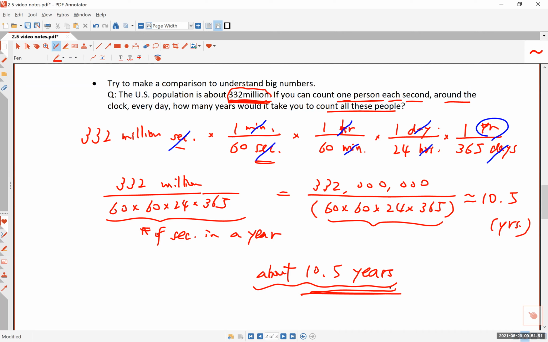We will have the same answer if somebody asked, if you have $332 million all in one dollar bills, and if you can count one $1 bill each second, how long would it take you to count $332 million? And the answer is, well, it's going to take you about 10.5 years. And that sort of gives us a concrete idea of how big this number is. Okay, so that's the whole idea.